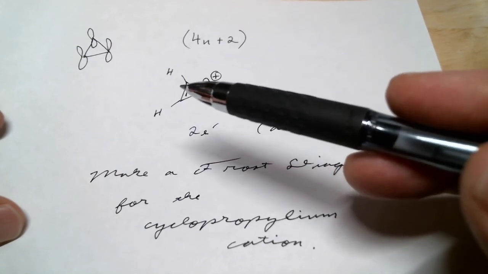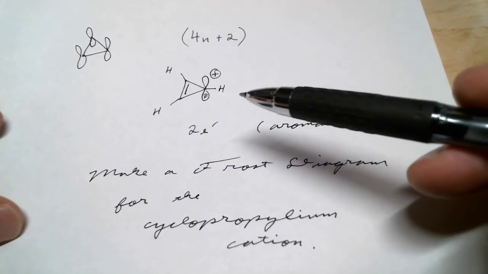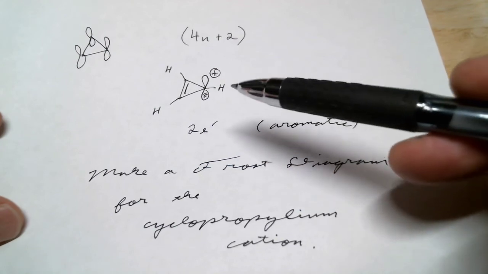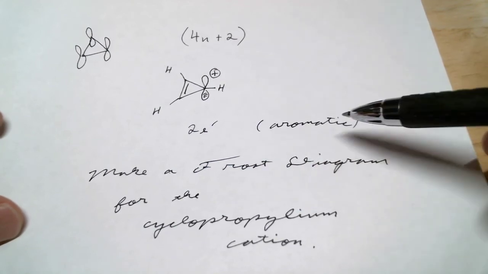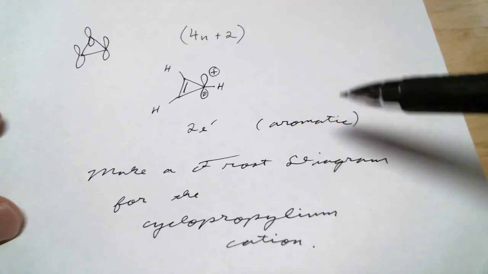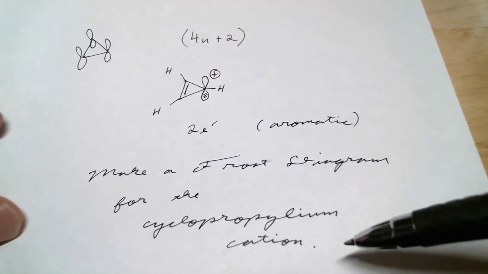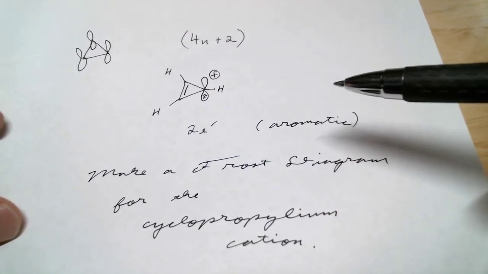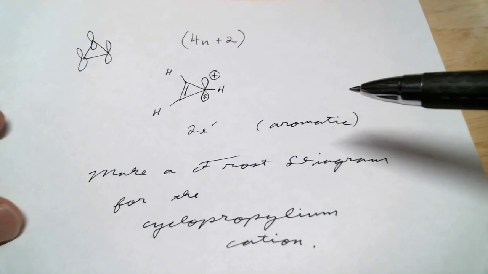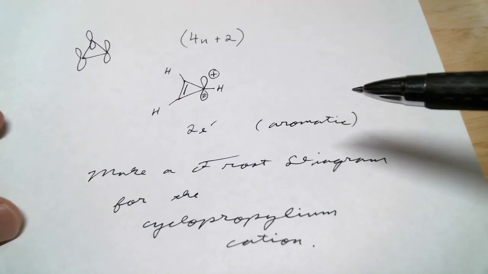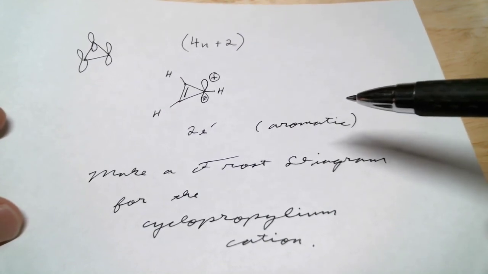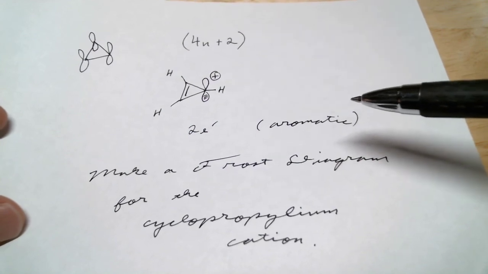So what do we have? We've got a cyclic, planar, fully conjugated molecule, right? There are 2 electrons, which means it's aromatic, right? 4n plus 2, n equals 0. You could make a Frost diagram for that, and you could even speculate as to what the 3 molecular orbitals look like by adding appropriate nodes, shading of your p orbitals.